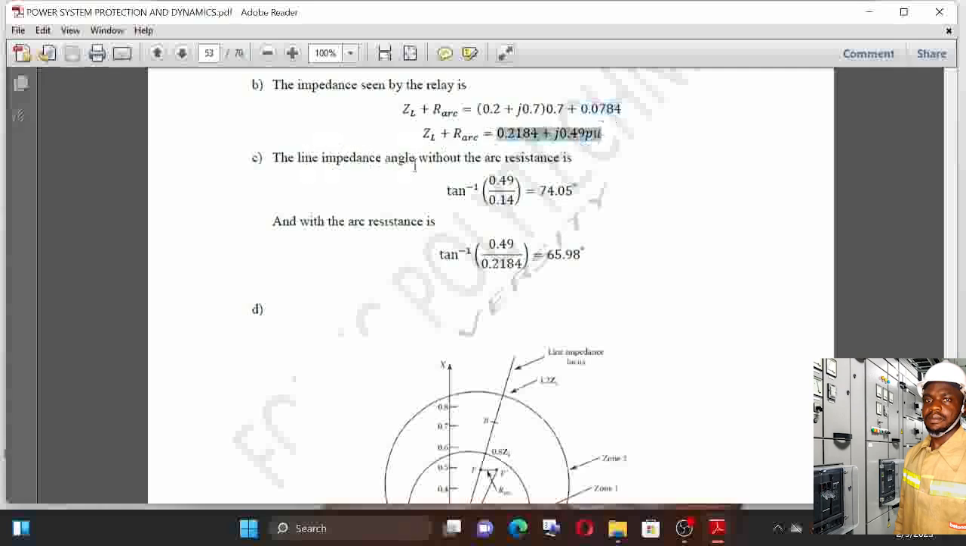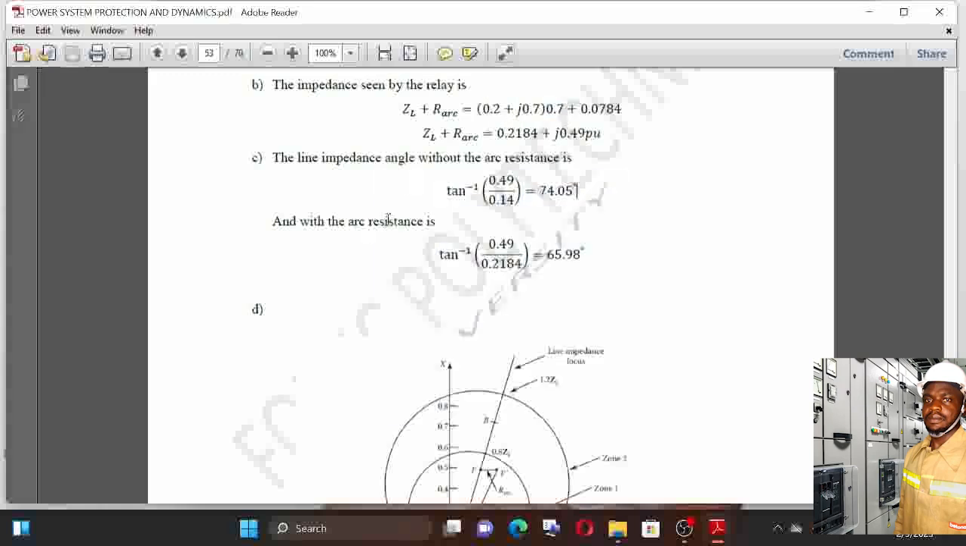Then see the line impedance angle without the arc resistance. Normally it is the tan inverse of the imaginary part over the real part. The impedance of the line to the fault is 0.2 plus j0.7 multiplied by 0.7, because the fault location was specified, which gives us 0.14 plus j0.49. So the tan inverse of 0.49 divided by 0.14 will give us that angle.